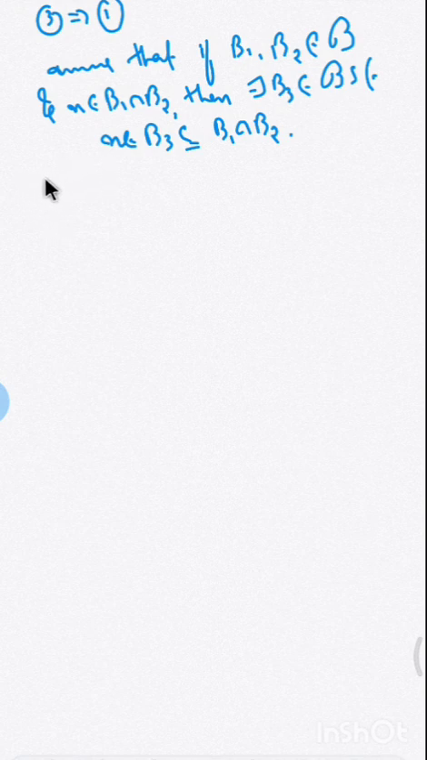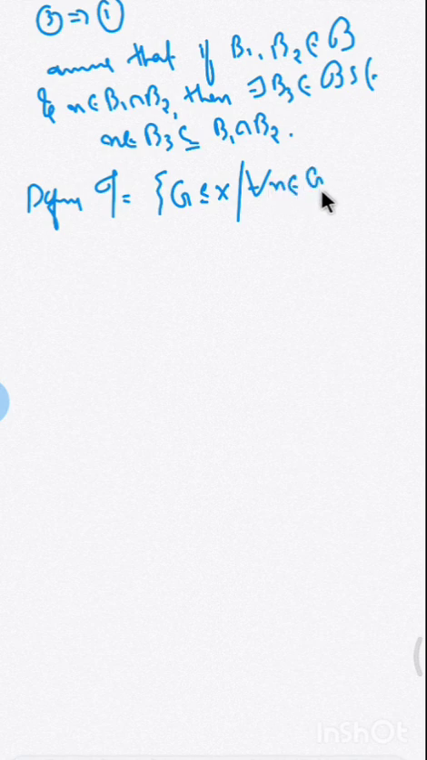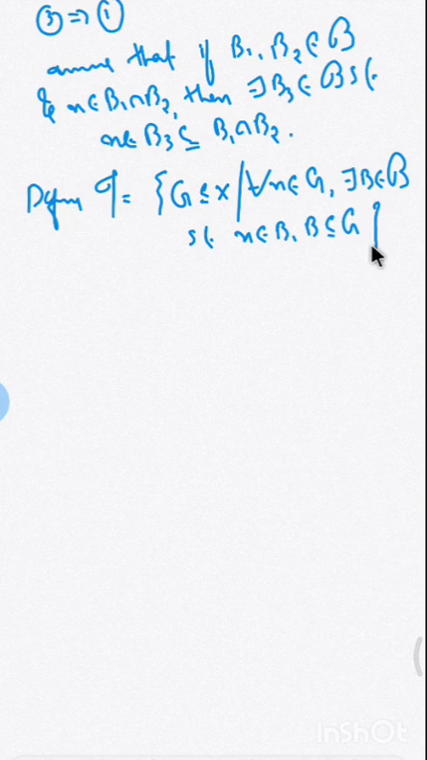Okay. To prove the existence of the topology, I am going to define a collection. Define tau as the collection of all G subsets of X having the property that for every x in G, there exists some B in script B such that x belongs to B and B is completely contained in G. Those kinds of subsets are taken to define this topology.